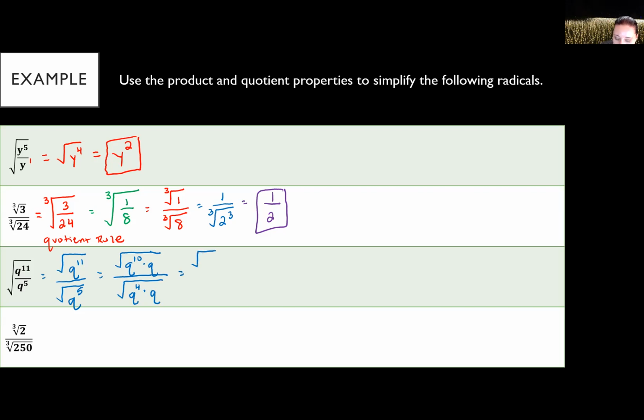Then we can use our product rule to split up these radicals. So I can split up the q to the 10 into its own from the q, and same thing with q to the 4th and the q. And when you do it this way, in this case, our square roots of q can cancel out because those are the same on the top and the bottom.